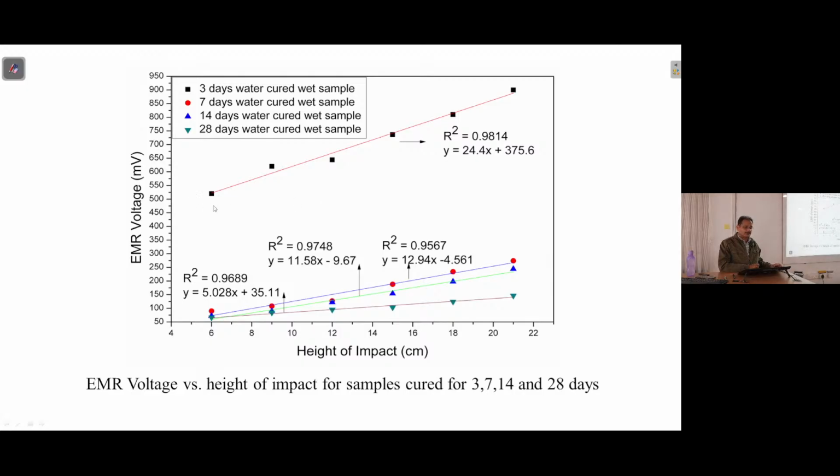So for 3 days we actually got pretty high values, as you can see here. For a 6 centimeter height of the weight drop, you have more than 500 millivolt signal, right? But then after 7 days of curing, this suddenly drops. So these three lines are 7, 14, and 28. So it continues to decrease beyond 7 also. The decreasing trend is there for the voltage, but here it is very sudden from 3 to 7 days.